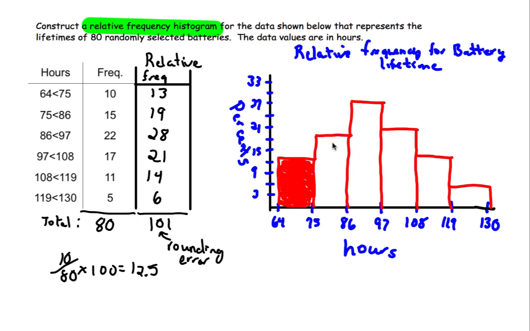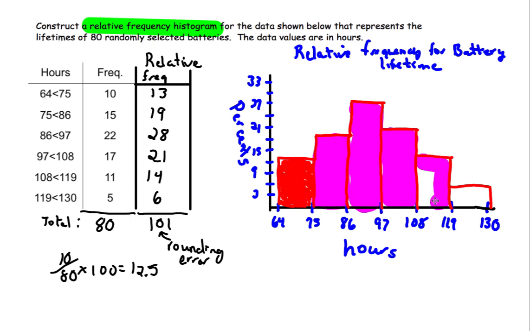And then I shade in my bars. And then last but not least, I need to make sure I label my relative frequency on the top of each bar, just so that if I made a mistake on drawing the height, we know what it looks like. And that's how you draw histograms.